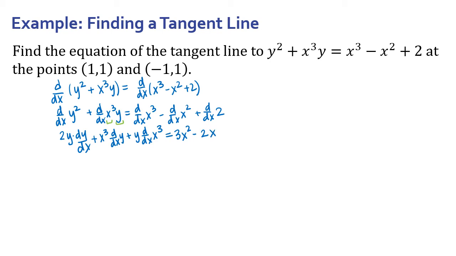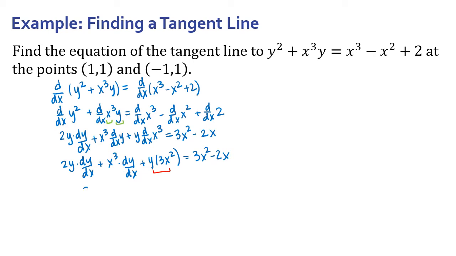Okay, so let's keep on going. So I've got 2y dy dx plus x cubed times the derivative of y with respect to x, which is just dy dx, and then I have plus y times 3x squared. Now what I'm going to do is get every term that does not have a dy dx on one side and all the dy dx terms on the other. So let's keep the dy dx terms on the left, and we'll move this one term that doesn't have dy dx over to the right.